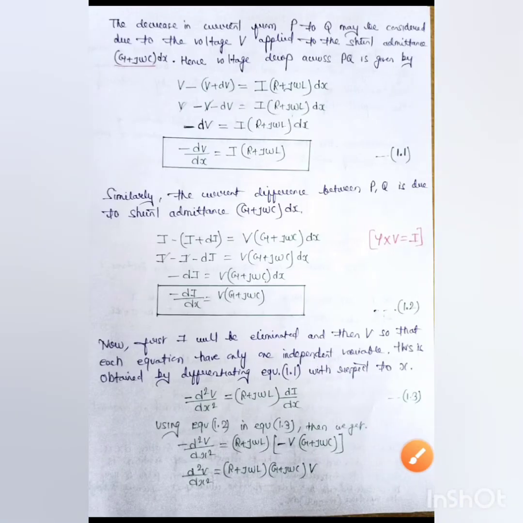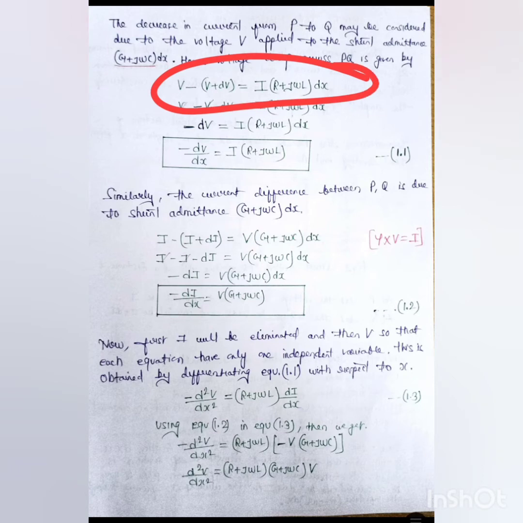Here on the next page all of these are already written. This is our equation, V plus dV, where this is the P point and this is the Q point. That is the voltage drop equation, and the current I is constant, traveling across R plus j omega L over the distance dx.